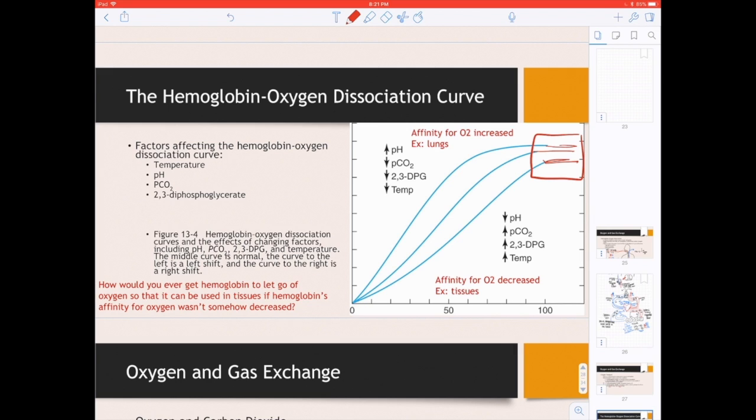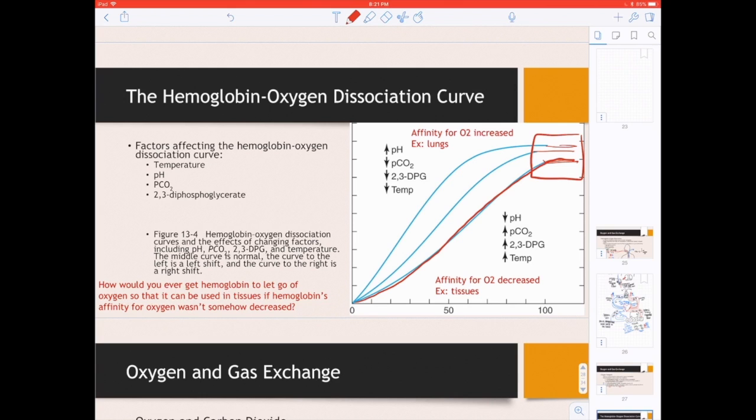Okay, so how can we look at this? Let's look at this bottom curve here. In this bottom curve, what we're showing is that the affinity for oxygen by hemoglobin is decreased. So hemoglobin is more likely to let go of oxygen in this particular curve. So what kind of conditions are these? These are conditions that are lower in pH, higher in CO2, higher in 2,3-DPG, and higher in temperature. The perfect area that is described by these conditions is tissues.